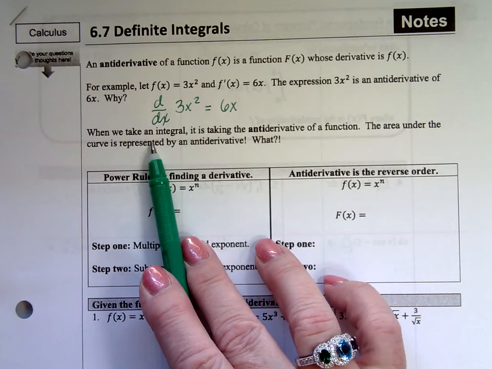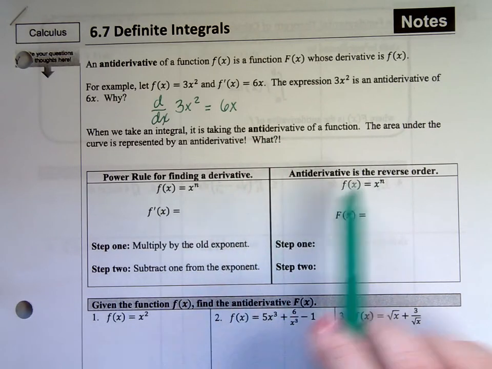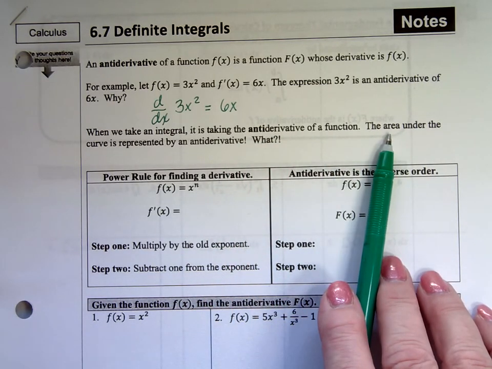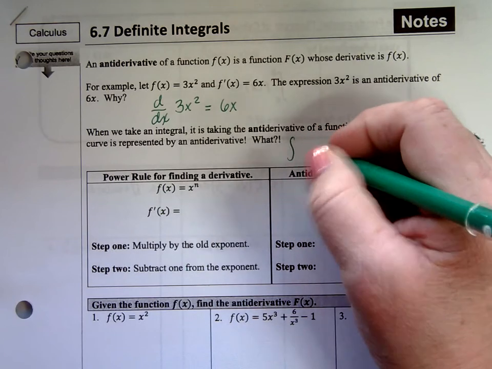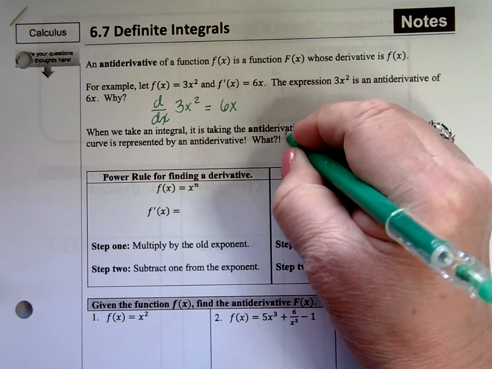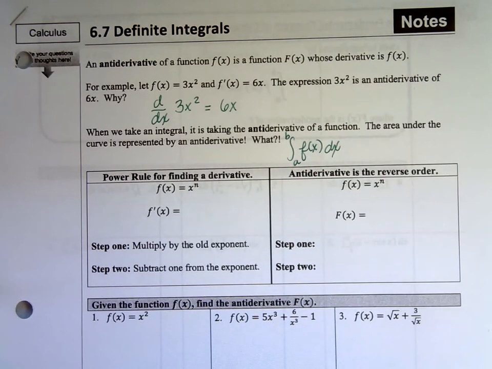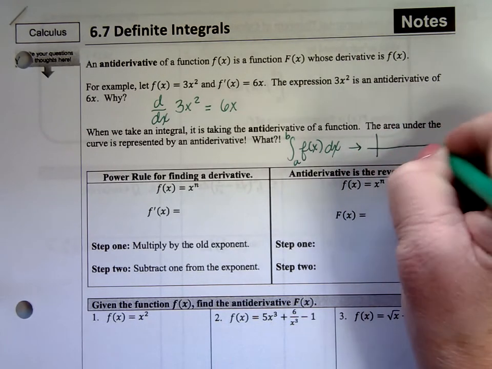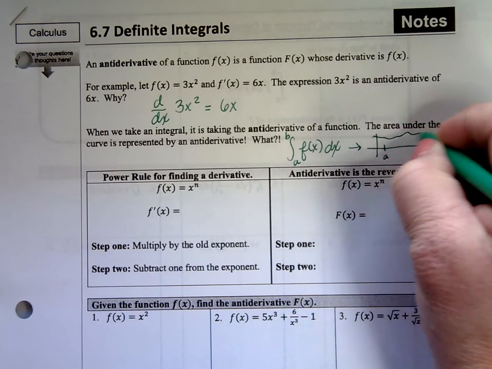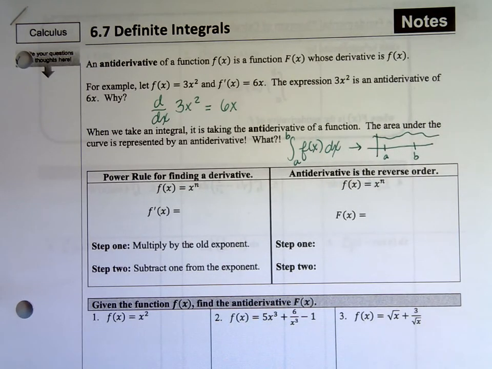When we take an integral, it's like taking the antiderivative of a function. So integrals and antiderivatives go together. The area under the curve is represented by an antiderivative, and you're like, what on earth? So if I'm looking at some kind of an integral that goes from a to b, some section of the graph for some function, then what I'm really looking at is the area under the curve, and I can have any curve I want. I'm going to make mine go like this. Here's a to b, and what I'd really be looking at is the area under that curve between a and b.